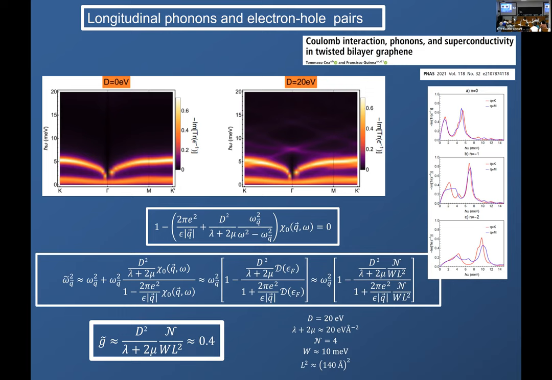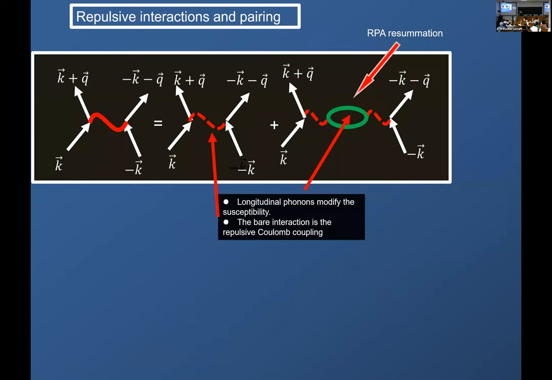So at the end of the day, you have a more complicated response function, which includes all these electron hole excitations and these phonons together. And you can estimate the effect of the renormalization of the phonons due to the electron hole pairs. And for twisted bilayer graphene, it's by no means negligible. So the opposite is also true. Longitudinal phonons will influence the screening of the long-range interaction. So this is the kind of diagrams we studied.